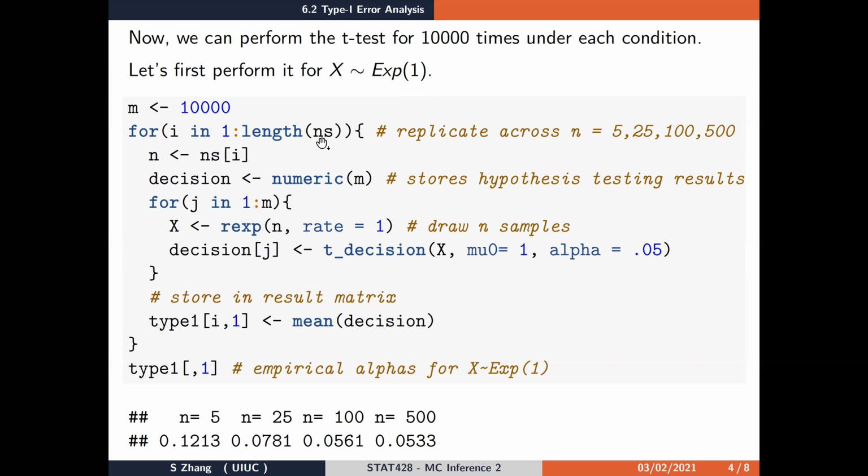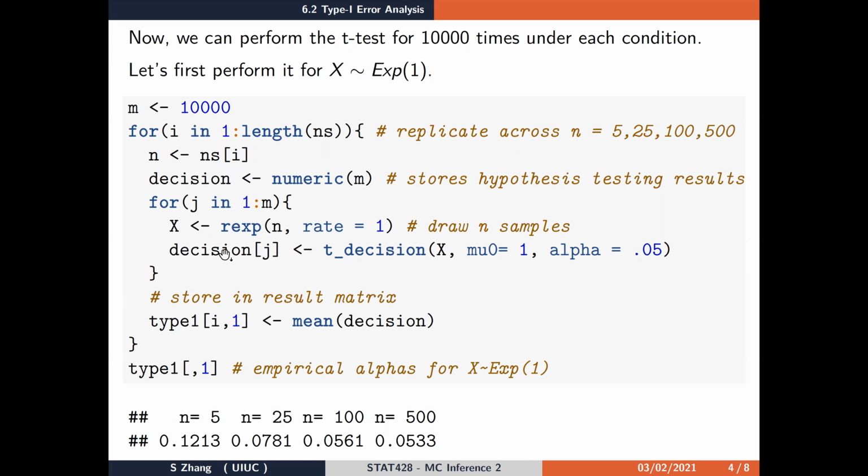For each of these possible sample sizes, we will first create a decision vector that is a vector of all zeros with length equal to m. And then we're going to replicate the hypothesis test m times. For the jth replication, we first simulate our samples under the exponential distribution with sample size n and rate 1. Then we use the t-decision function we just created to test the hypothesis and see whether we reject the null or we retain the null. And we'll store this in the decision vector we have created.